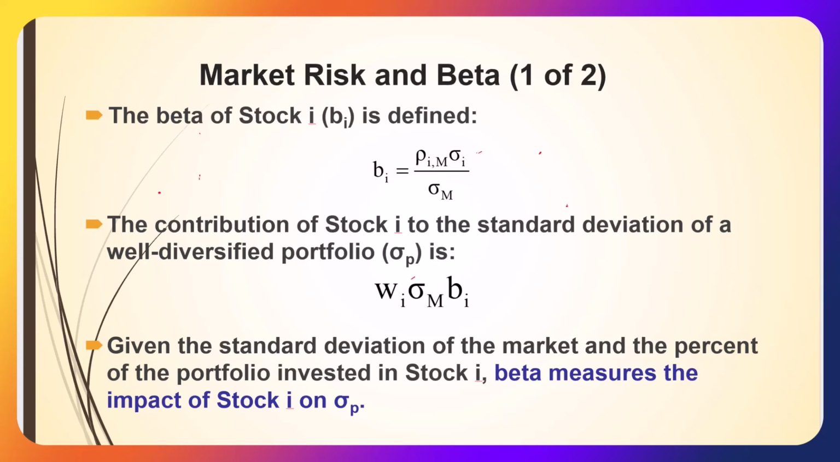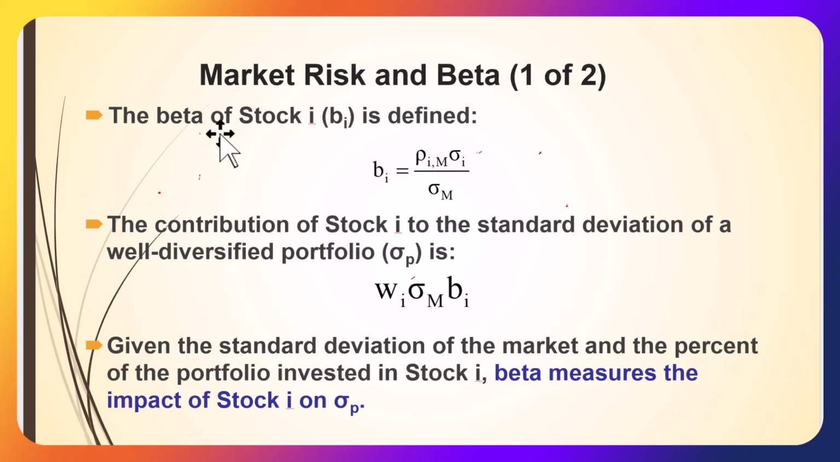So why is beta important? It helps investors understand how much risk a stock adds to a diversified portfolio. A stock with a beta of 1.5 is expected to increase portfolio risk more than a stock with a beta of 0.8. So later, we'll see how beta is used in the capital asset pricing model to calculate the required return for a stock based on its risk.